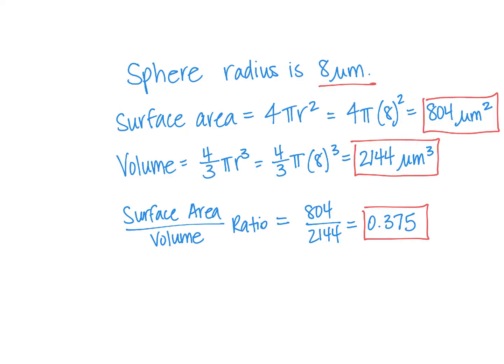All right, you can see here is my work, and the sphere radius is 8 micrometers. If you use the surface area equation, you're going to get 804 square micrometers. For the volume, you're going to get 2144 cubic micrometers, and for the surface area to volume ratio, you will take surface area divided by the volume, and you get 0.375. Did you get the same answers as I did?